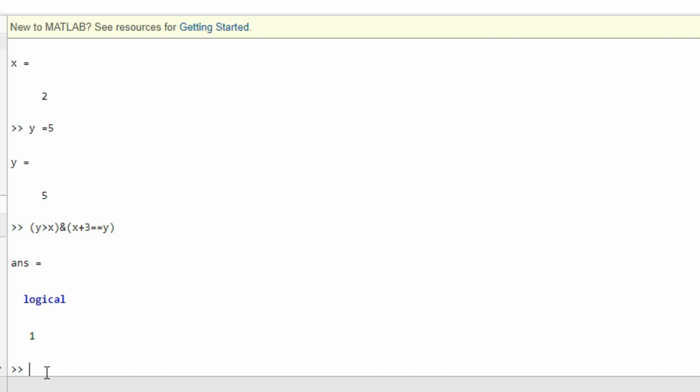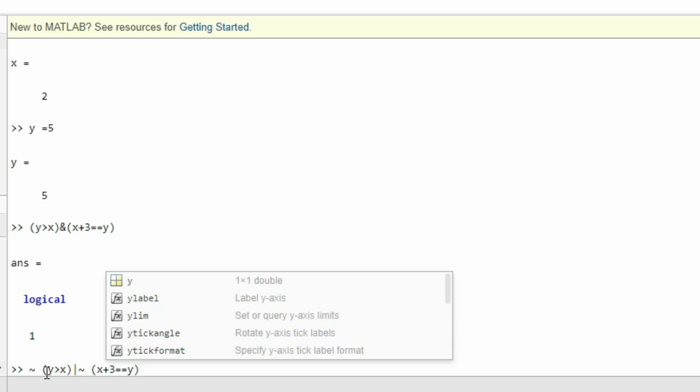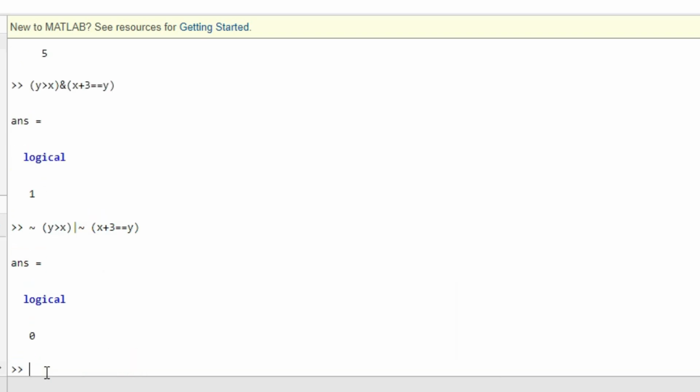Now let's try tilde y is greater than x or tilde x plus 3 equal to y. So it gives 0, which means not true is false and not true is also false, and false or false is false. Now let's try these operations with matrices.